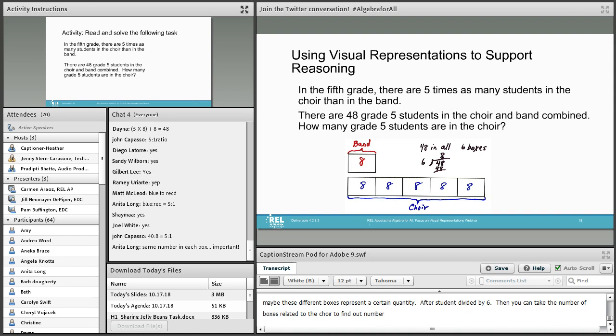Now, at the beginning, we were not asking for the solution, you know, how many students were in the choir, even though this was the question. I was asking you how you would represent it, because the relationships are really important in this and help support students in understanding these algebraic concepts.